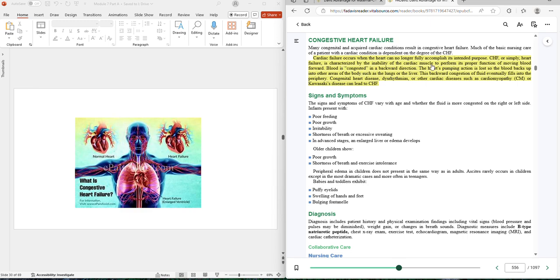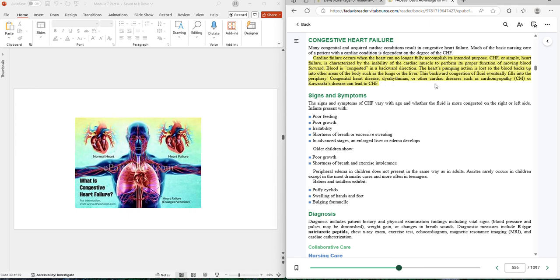So it moves backwards. Okay. Characterized by inability of the heart muscle to function properly and move the blood forward. So it gets congested by moving kind of in a backwards direction, so to speak, just not pumping out as it should. Okay. It backs up in the other areas, lungs, liver, and then fills into the periphery. Okay, so that's why we have edema with CHF. Okay, everything kind of backs up.